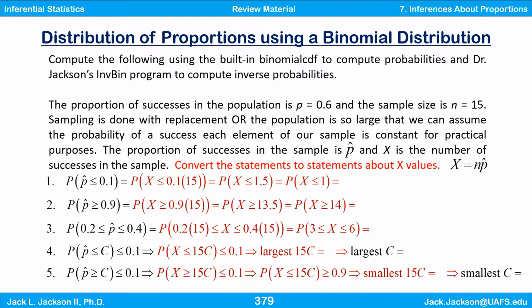The next one, where we want to specify that the right tail is small, so the probability that p hat is greater than c is less than 0.1. So again, multiplying by n, that's x is greater than 15c, and we want that to be small. But remember, when we do inverse probabilities, they always give us a probability to the left, and so we say x is greater than 15c. We want it to be small. Then we want x to the left of that to be large. How large? Larger than 0.9 to the left will give us smaller than 0.1 to the right. We want the smallest c value that's going to give us that.